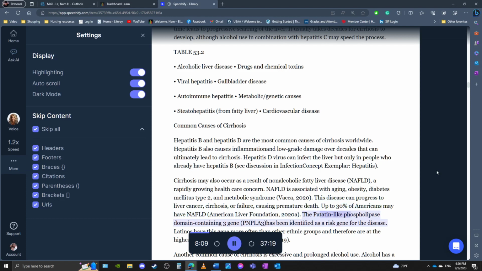The patatin-like phospholipase domain-containing 3 gene has been identified as a risk gene for the disease. Latinos have this gene more often than other ethnic groups and therefore are at the highest risk for NAFLD.